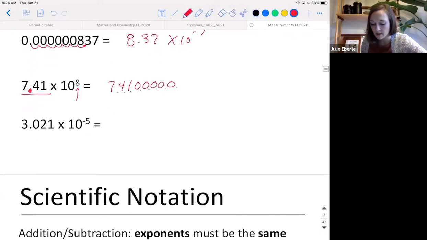To undo this, we have a negative exponent. So it's like we're multiplying 3.021 by a very, very small number. So the decimal is going to move 5 places towards the left when you undo this. Okay, so you should get 0.00003021.